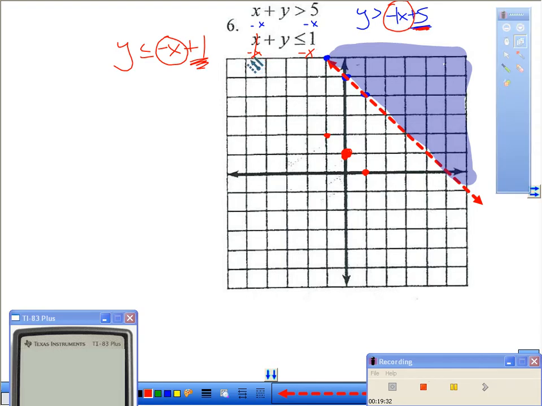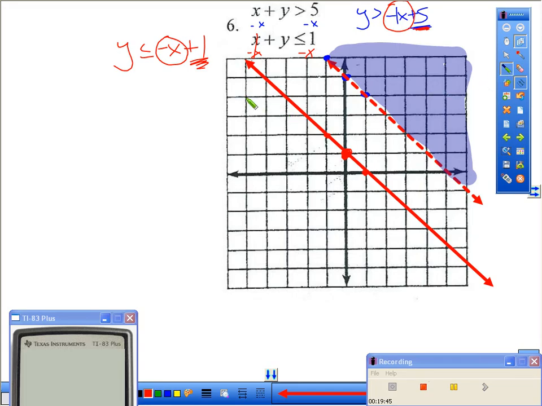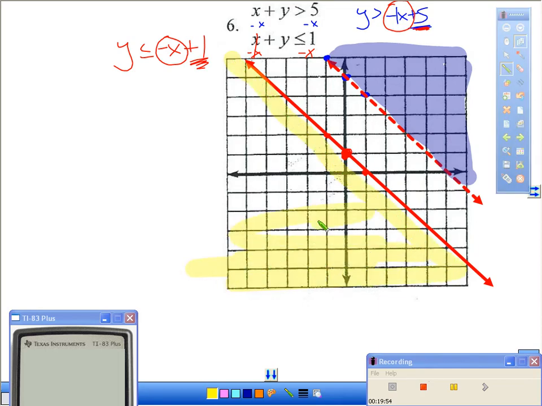That looks something, well, that's a dotted line. Again, we need a solid line. So it's going to look something like that. Once we get that line graphed, then we're going to shade everything in this case that falls below that line we just graphed. So it's going to be the yellow region down here.